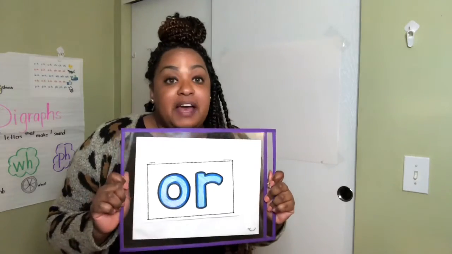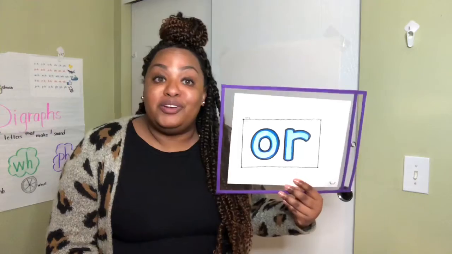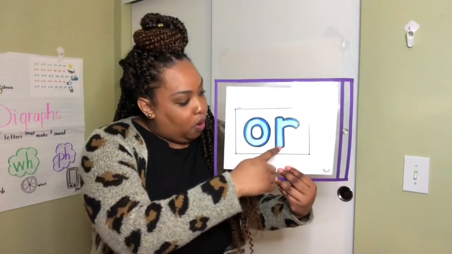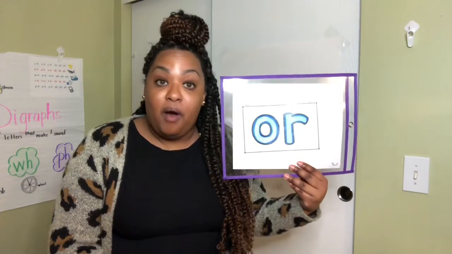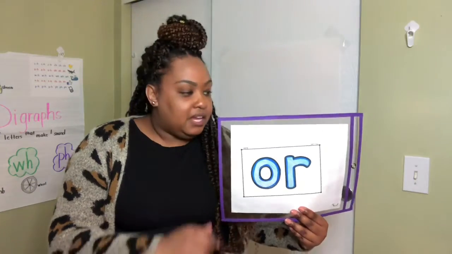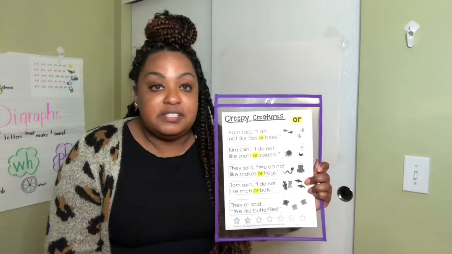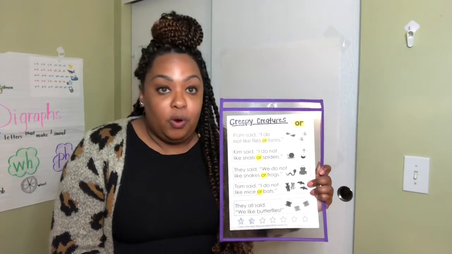It's our sight word time. Last week, before spring break, we learned the word or. Or is spelled O-R. We use the word or when we are talking about a choice of two or more things. Now, we read through the poem Creepy Creatures. In the poem Creepy Creatures, you hear the word or.